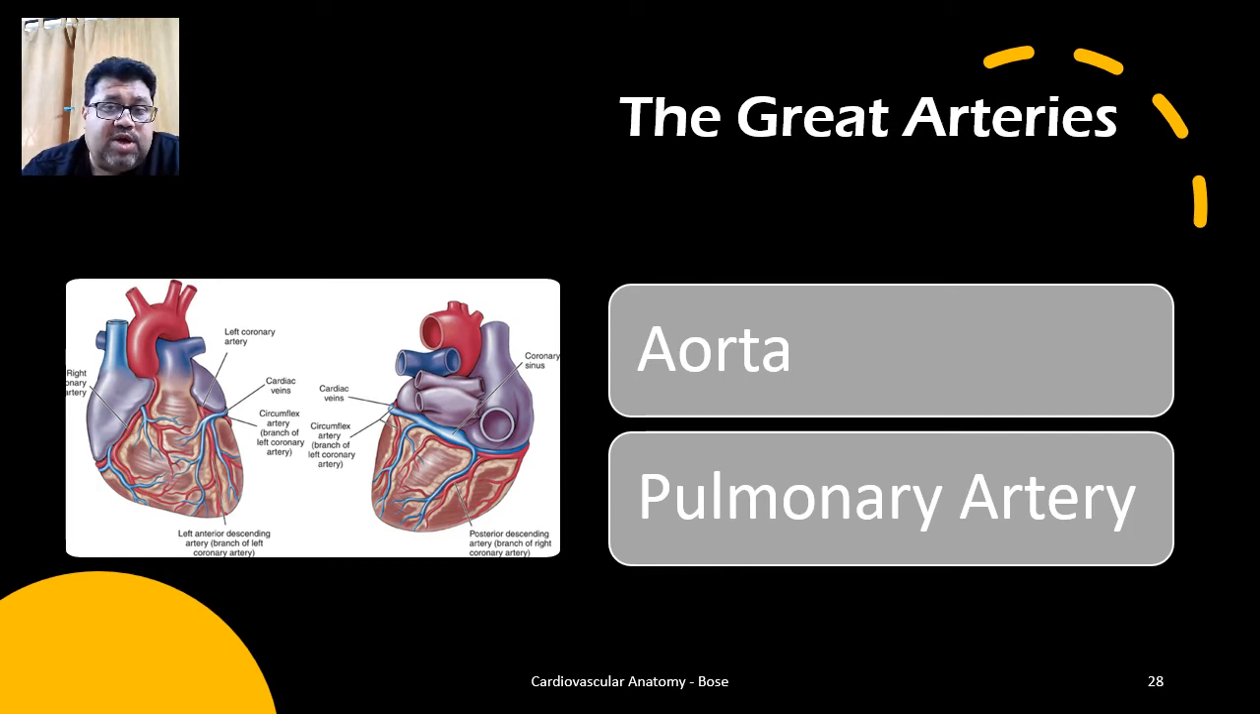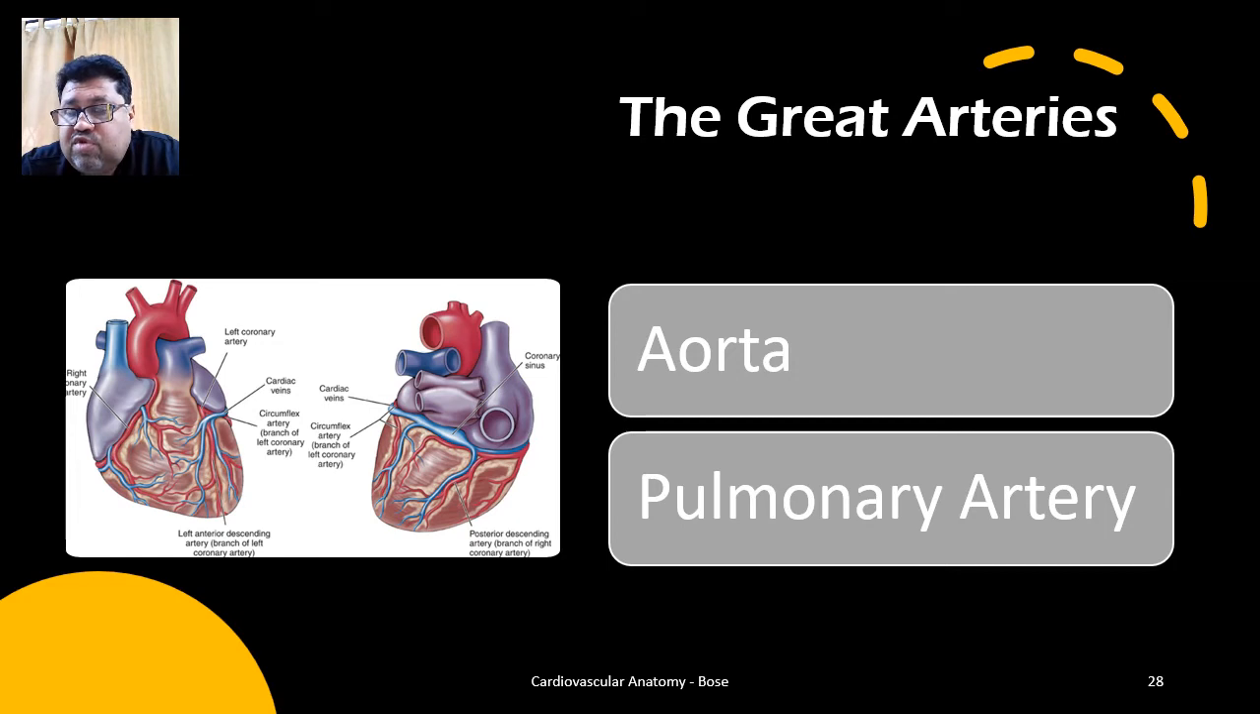Now let's talk about the pulmonary artery. The trunk of the pulmonary artery runs upwards and backwards from the base of the right ventricle. It is approximately 2 inches in length as well. At the level of the fifth thoracic vertebra, it splits into right and left pulmonary arteries.